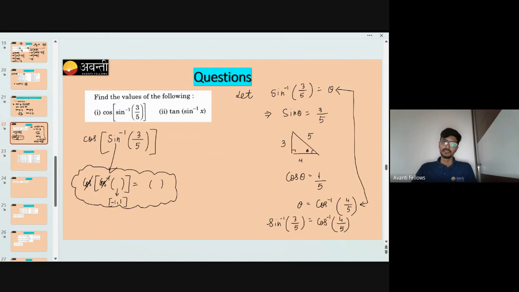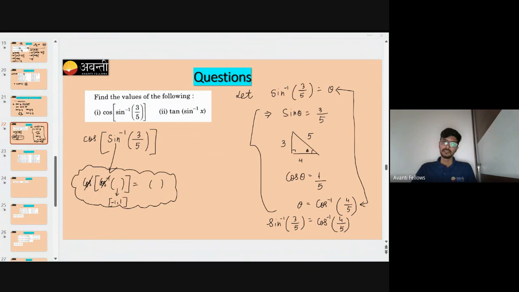So sine inverse of 3 by 5 can be written as cos inverse of 4 by 5. After some time we'll skip this part. There is no need of this part if we know the Pythagorean triplets. So we can directly write it once we become fast: sine inverse of 3 by 5 is cos inverse of 4 by 5.